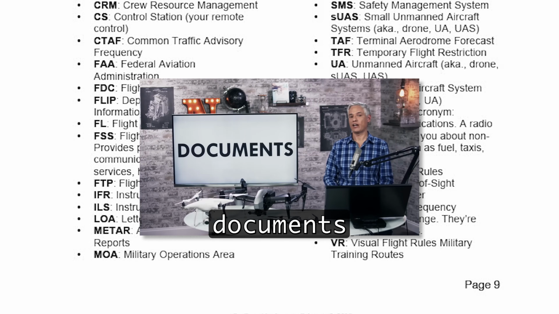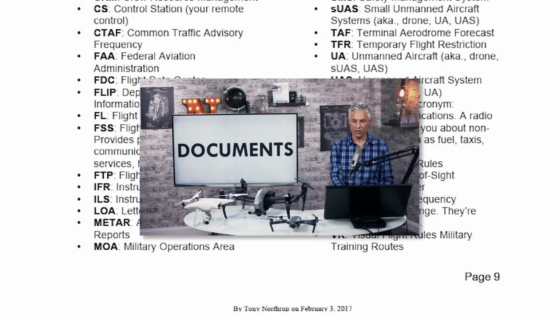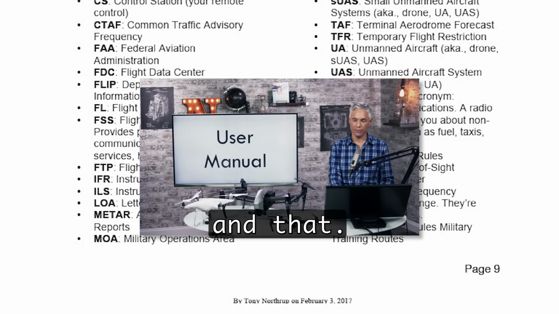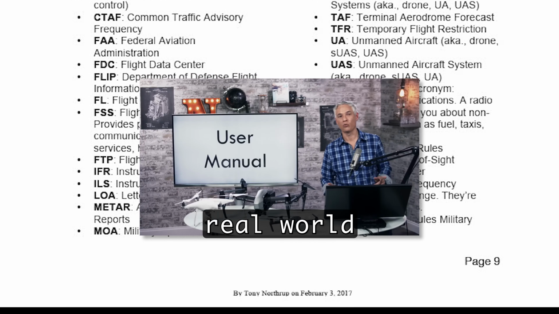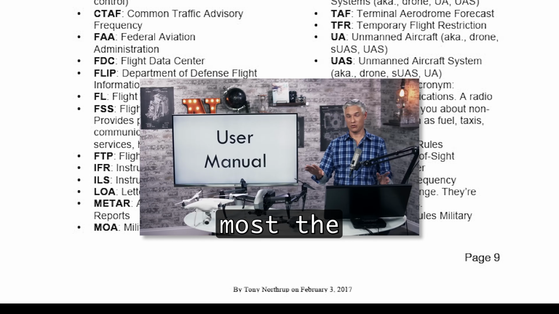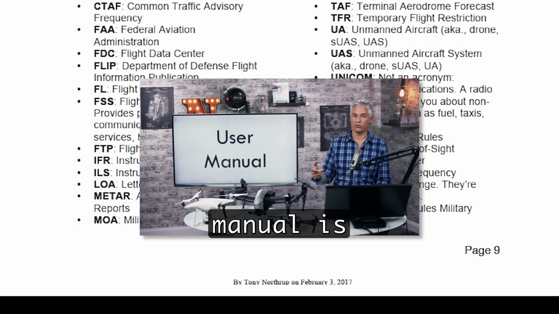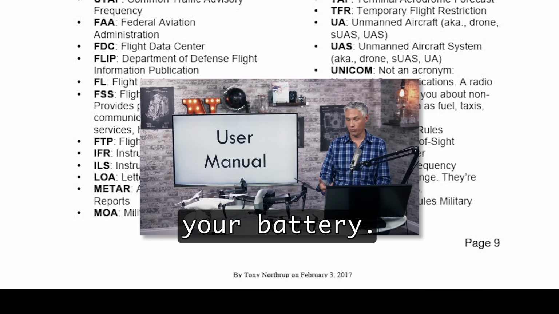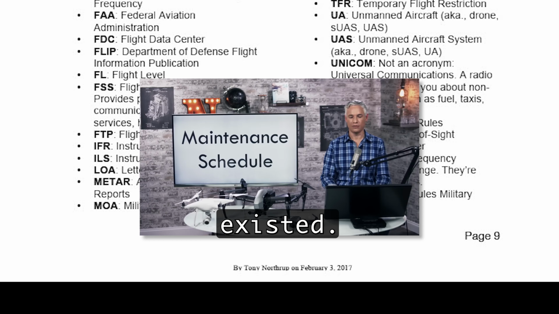Let's talk about the different documents that the FAA wants you to know about. They're going to ask you questions like, which document should you refer to for this and that? The first is the user manual. This doesn't actually exist in the real world because DJI, most of the drone manufacturers don't include the necessary information in their user manuals, but the user manual is where you'll look for things like the maintenance schedule and how to care for your battery. So just know you should look in your user manual if it only existed.